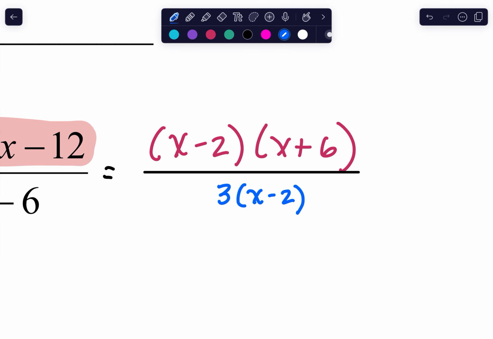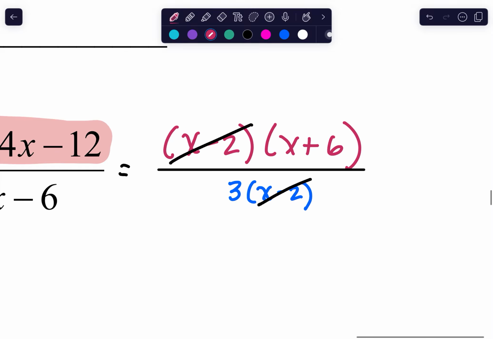All right, and then we look here and say, hey, do we have any factors that are the same in the numerator and denominator? And our answer is yes. We have an x minus 2 and an x minus 2. So we cross them off, because remember, anything over itself is 1. And then I can write part of my final answer: I have an x plus 6 up top all over 3. But now we need to be careful because I crossed off an x minus 2.